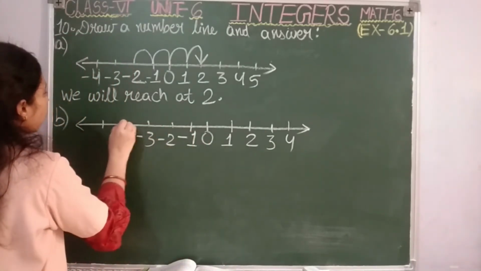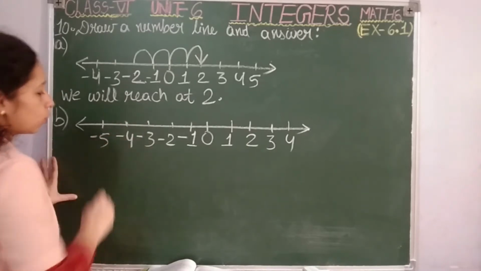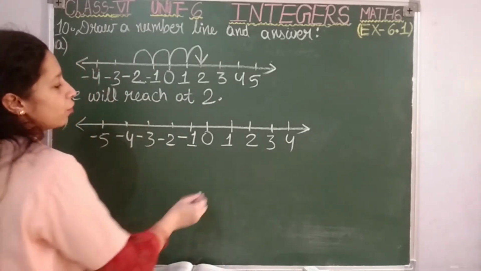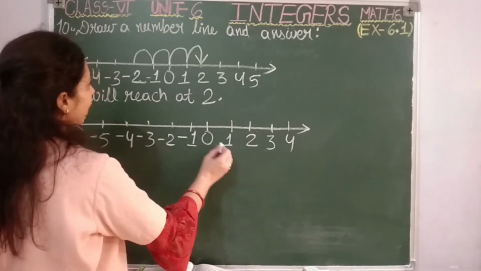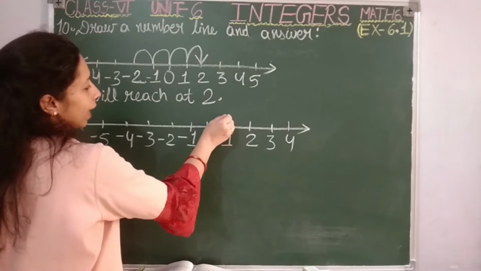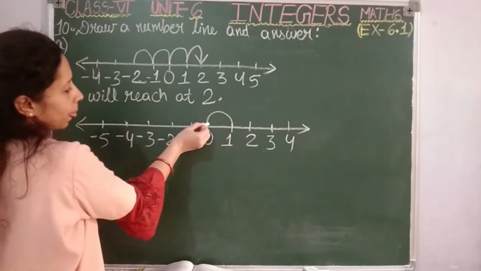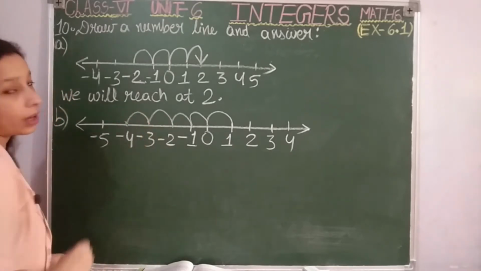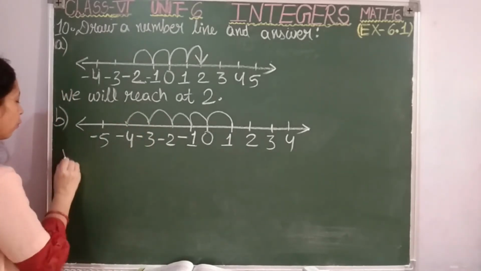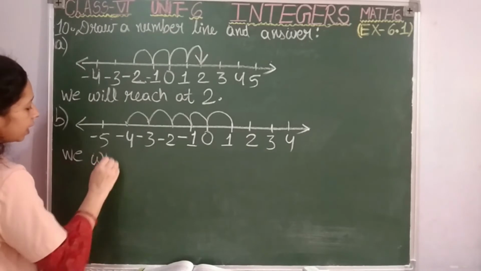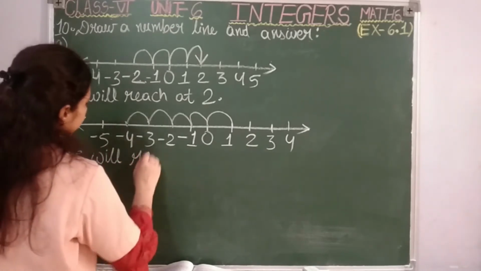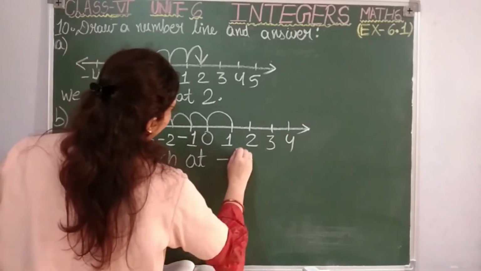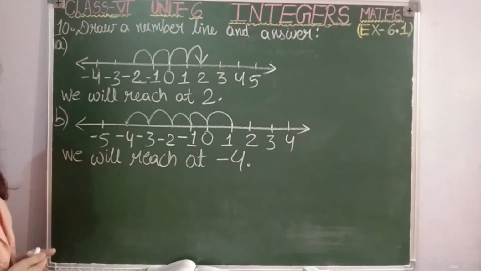3, 4, 5. Okay students, now in the textbook it is given that you have to move 5 numbers to the left of 1. So students, this is 1. From here I will move 5 steps to the left. 1, 2, 3, 4, 5. Where are you reaching, students? You are reaching at minus 4. Simply we will write, we will reach at minus 4. That's all students.